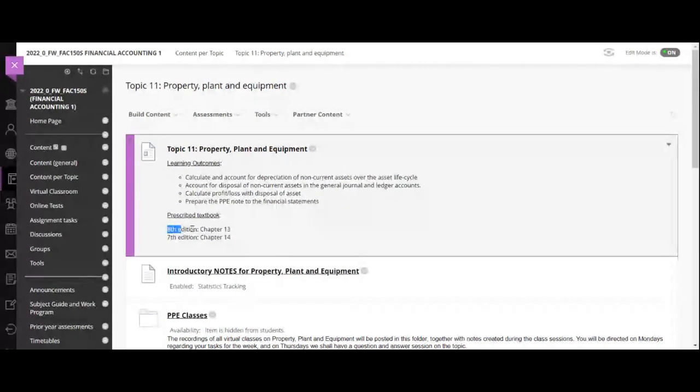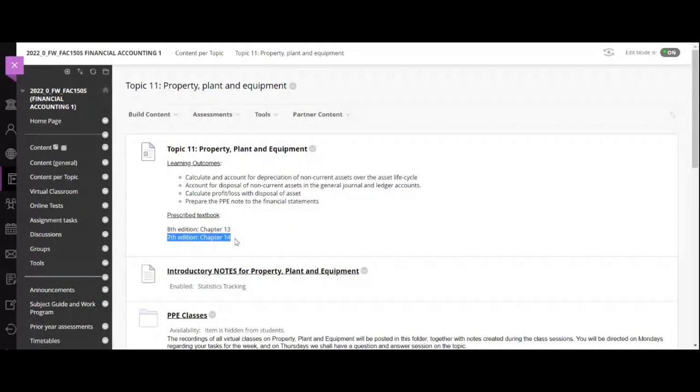If you are using the 8th edition, it's in chapter 13. By the way, there will probably be a 9th edition available next year. I've already received an email from Juta asking whether I'm interested in reviewing and improving the textbook. There's a little bit of payment involved, but I don't think I will have time for that. Anyway, the 8th edition is chapter 13, and in the 7th edition, it is chapter 14. So that is where you can find it.